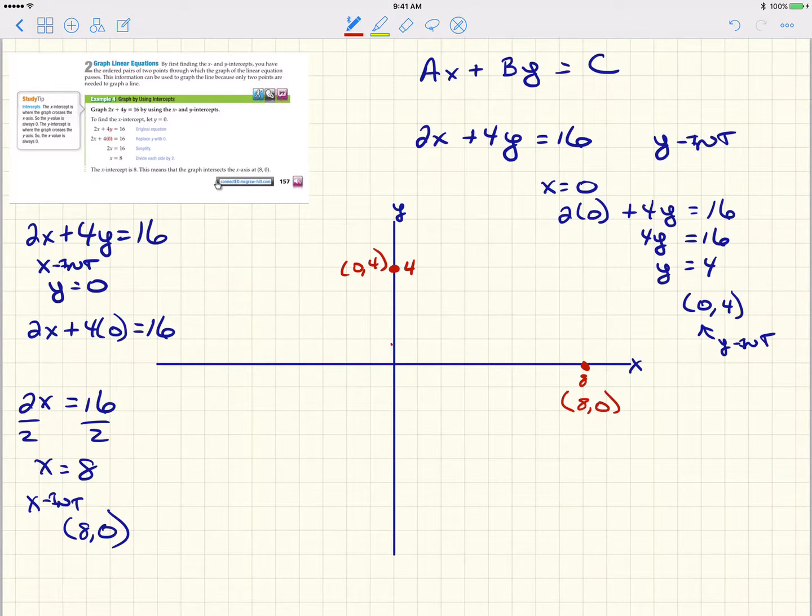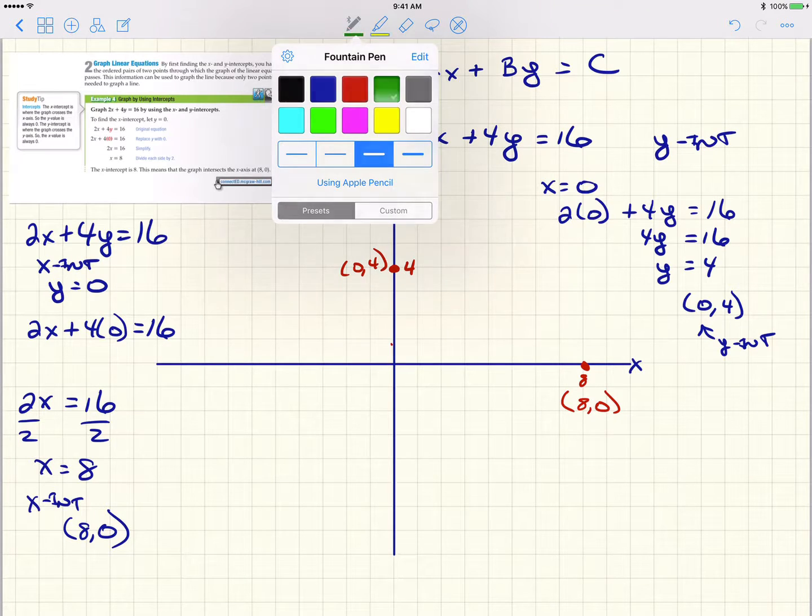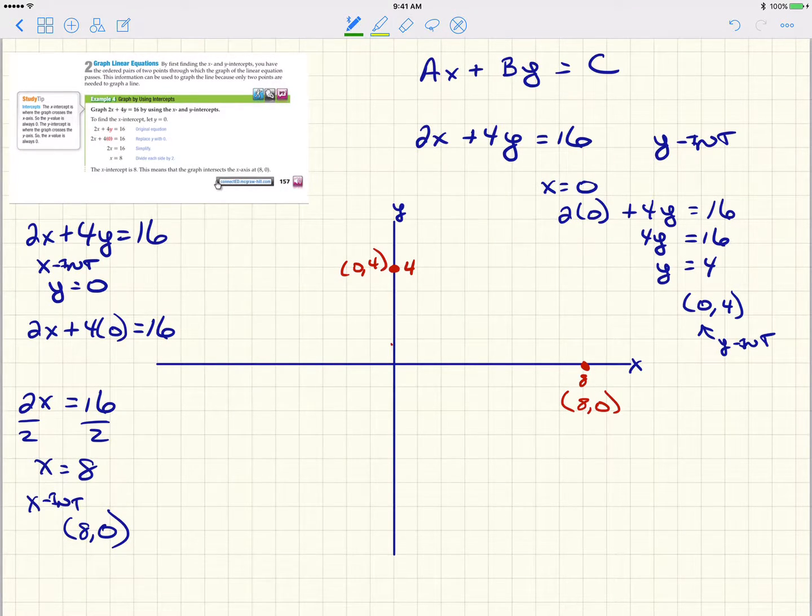Now in terms of drawing the line, I'm done. All I need is 2 points. All I need to do next is connect those two points. Let me get a straight edge, and I'm going to draw a line here. So my line looks like this. I can figure out all of my other points along the line, assuming my graph is correct.